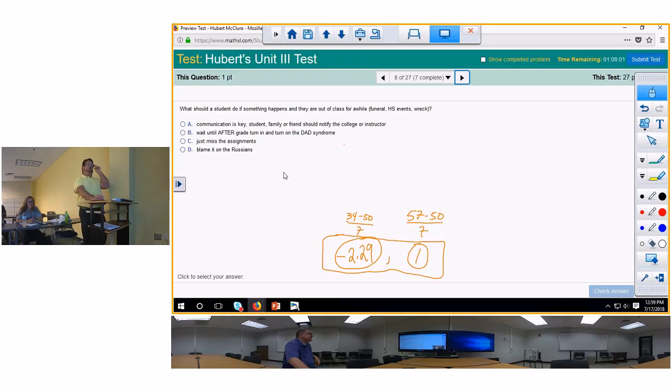What should a student do if something happens and they are out of class for a while, like a funeral, a high school event, or a wreck? Somebody tell me what the answer is. A. Good. I will take that. What about D? Yeah, D. I'm sorry, Delta, yes. Delta is the best besides A, yes, because you always blame it on the Russians.